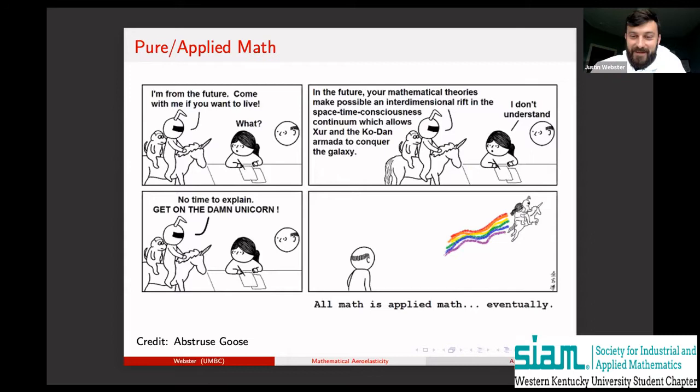So the punchline here is my true belief that all math is applied math eventually. And I really like this comic because it strikes at the heart of that, even though it's a little bit out there.